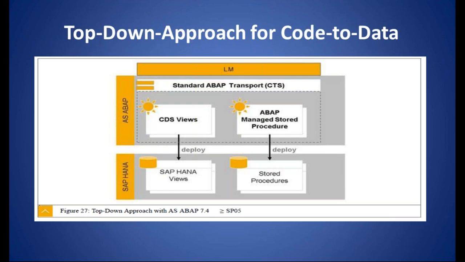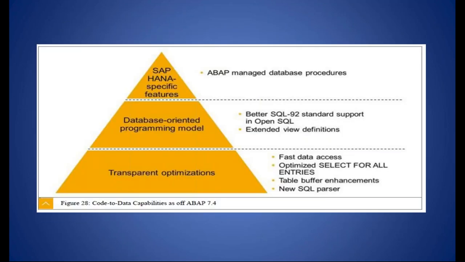So this is the top-down approach for code to data. We have all these CDS views and ABAP managed procedures that get in touch with SAP HANA views and storage. This is code to data capabilities as of ABAP 7.4. We'll have ABAP managed database procedures, which we need to understand, a database-oriented programming model, and transparent optimizations. These are the things that we have.